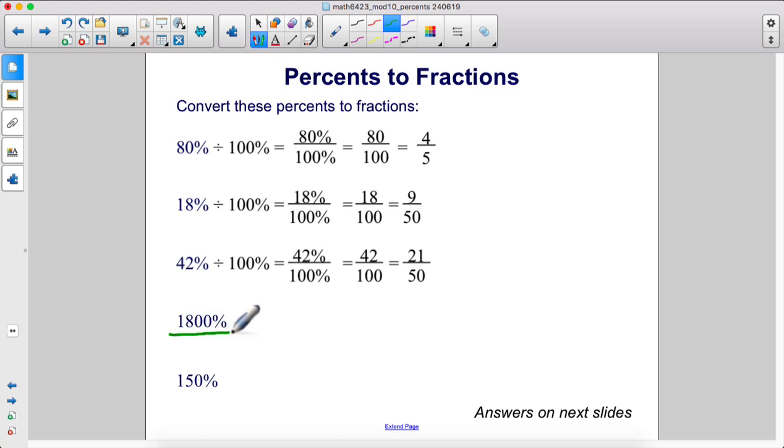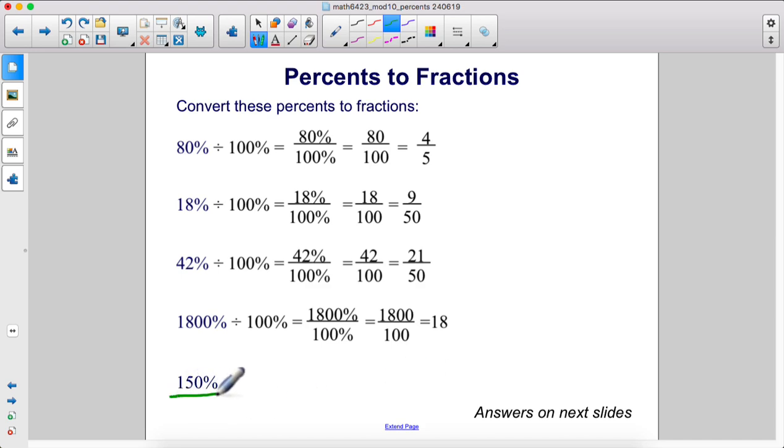1800%. All right, let's divide by 100%. All right, the percentages cancel. That 0 cancels with that 0. That 0 cancels with that 0. And we are left with 18 divided by 1, which is 18.